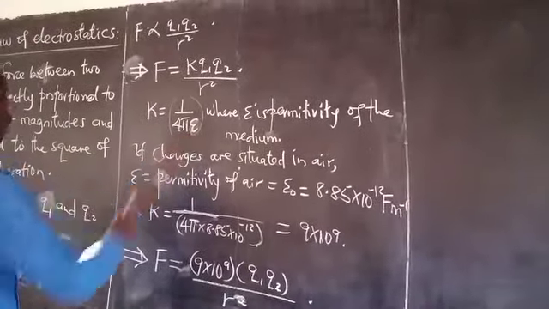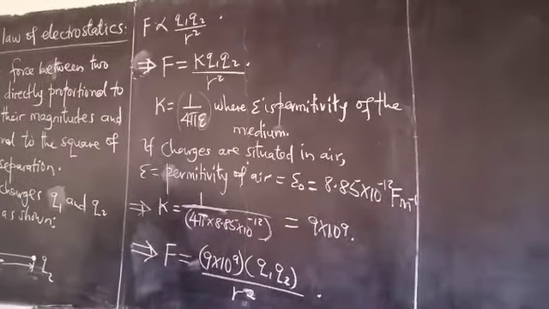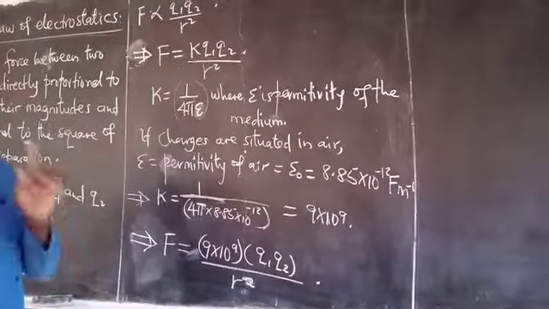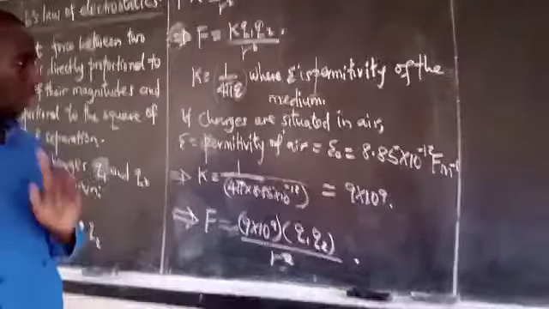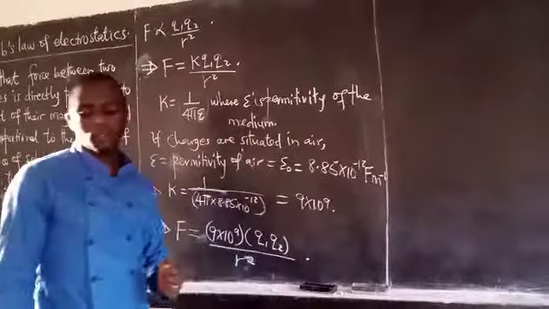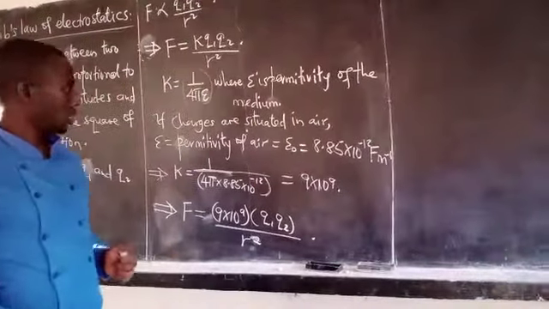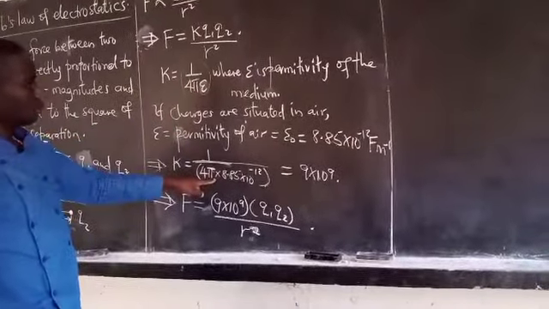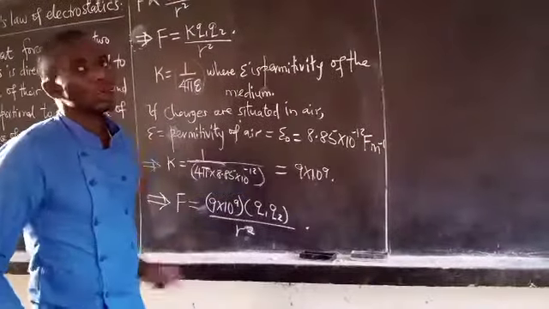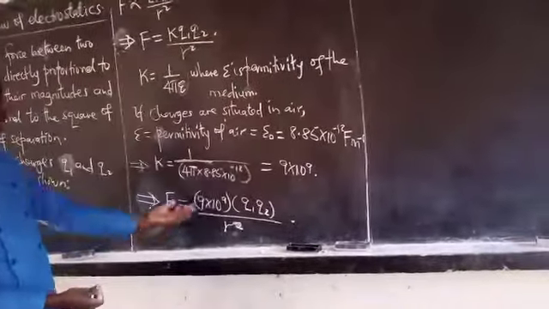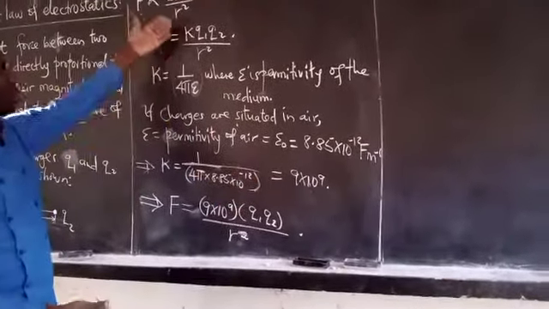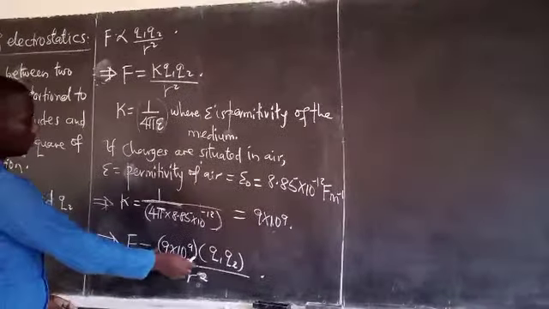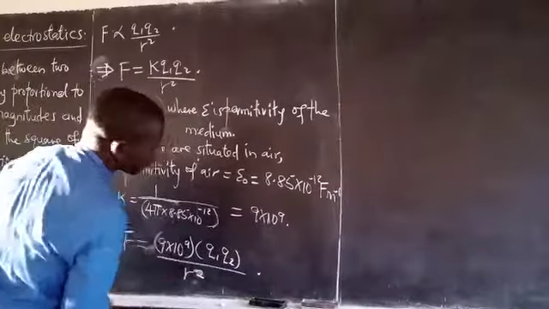That is where this epsilon is the permittivity of the medium. In the case when we are doing our work in air, our medium will be air, and we shall consider the permittivity of air, which is 8.85 exponent negative 12 farads per meter. When we substitute in this, we get something close to 9 exponent 9, and therefore when we substitute our k in our equation, we shall have force equal to 9 exponent 9 Q1 Q2 out of R squared.